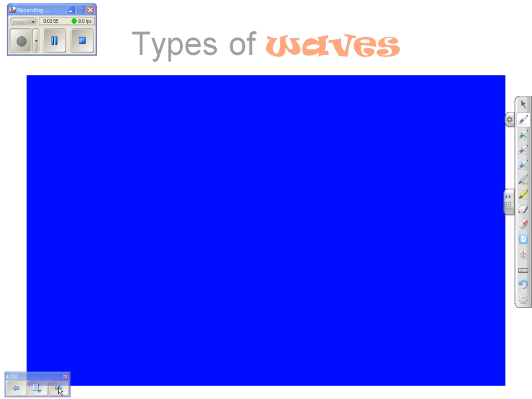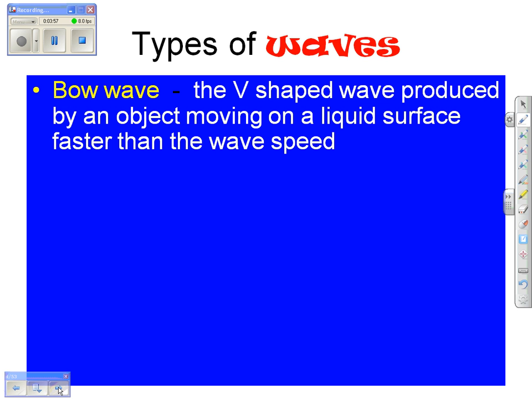All right, moving on, types of waves. There's a bow wave, and this is the V-shaped wave produced by a moving object on a liquid surface. So this is a V-shaped wave, moving object, liquid surface. It's moving faster than the wave speed. You guys see this when people are water skiing. You see bow waves.